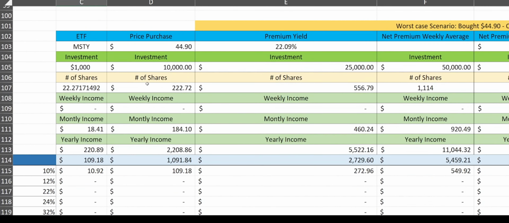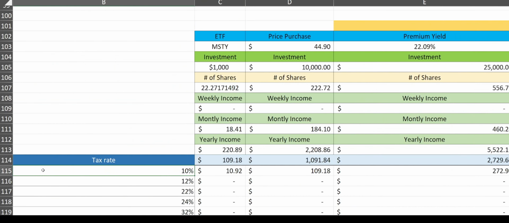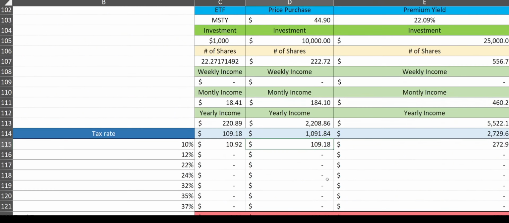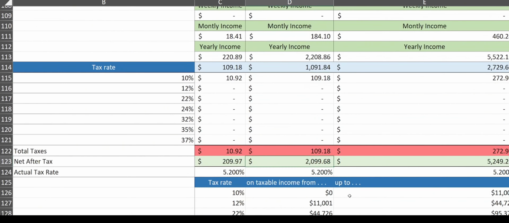Moving on to the $10,000 investment. So for that $10,000 investment, we still have that 222.72 shares. The monthly income is going to be $184.10, and the yearly income is $2,208.86. Because of return of capital considerations, the amount of money we have to pay taxes on is $1,091.84. This $1,000 fits in that first tax bracket, so it's going to be at a 10% rate. And so that's $109.18 of taxes. Take home is $2,099.68, and that tax rate is 5.2%.